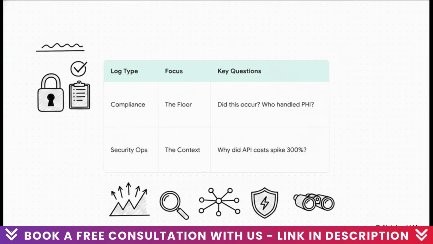So the fortress is secure, but you need security cameras monitoring the inside. And there's a huge difference between baseline compliance and actual security operations. The compliance minimum just checks a box for auditors, who handled the PHI and when. But SecOps logging gives you the real context. If your API costs suddenly spike 300% overnight, robust logging empowers your team to instantly investigate that anomaly, figure out which system caused it, and respond.